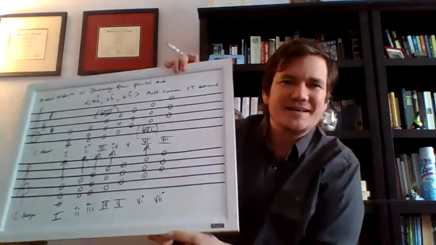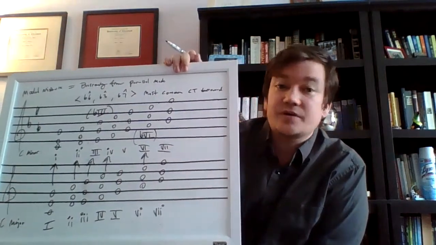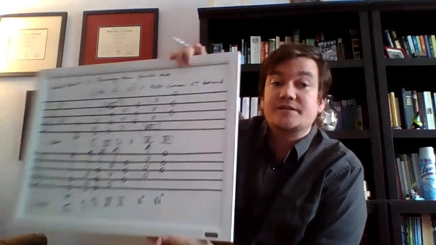Now, if we're in the context of a major key, what we're going to see is flat 6. I've already gotten a few emails saying, is that a typo? Nope, it's not. Flat 6. So it's an A flat chord in the context of C major. So if we see an A flat major chord in the context of C major, that's a modal mixture chord.